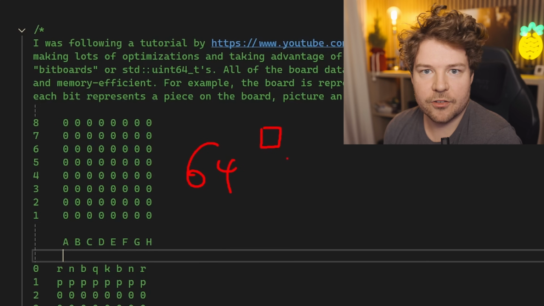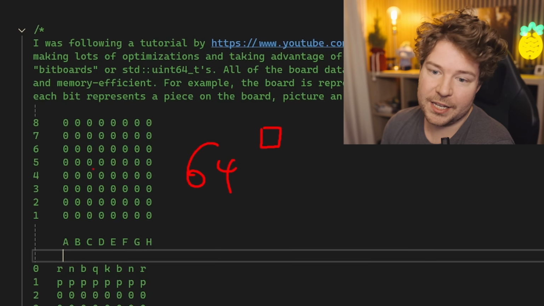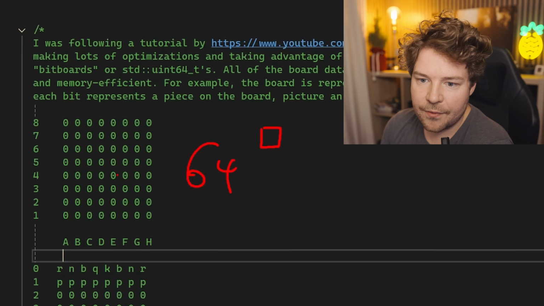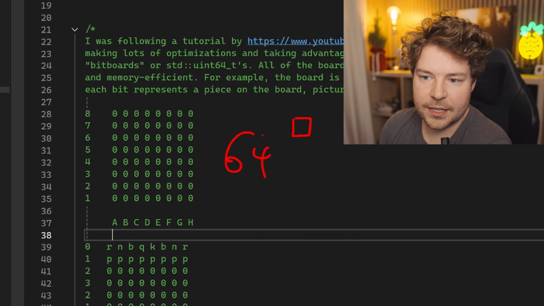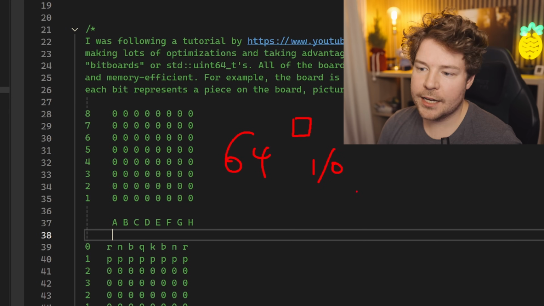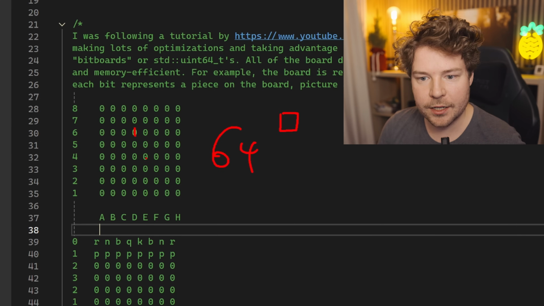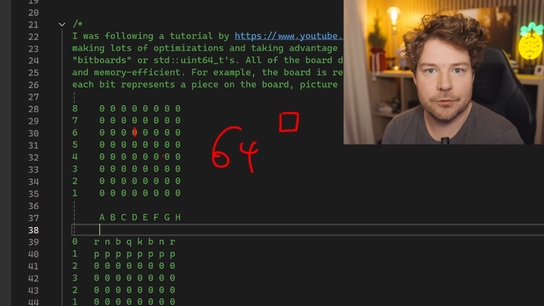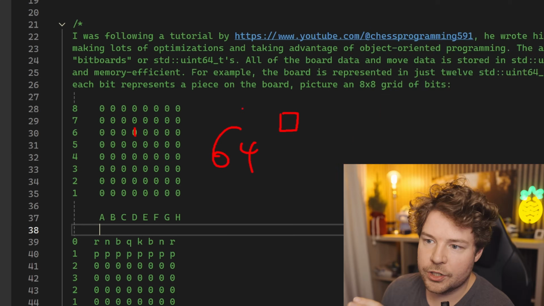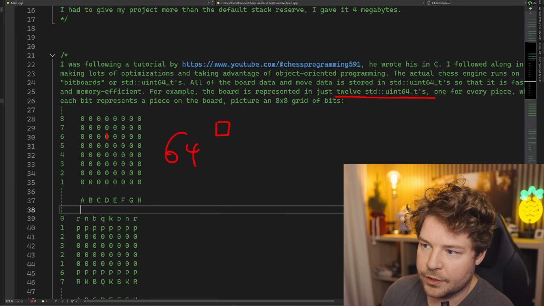Now, immediately this kind of makes sense as a possible representation of a chessboard because, well, there's 64 bits and we have 64 squares. However, each one of these bits is, well, 1 bit. So that means that it can either be 1 or 0. Now, immediately that doesn't give us much of a representation, right? We basically can either have a square marked as 1 or 0. Without any additional data, we don't know anything more than just 1 or 0 for a particular square, which is why you can see that it says here the board is represented in just 12 UN64Ts.